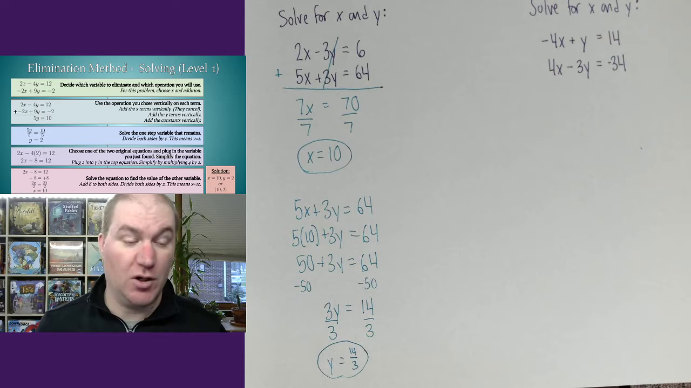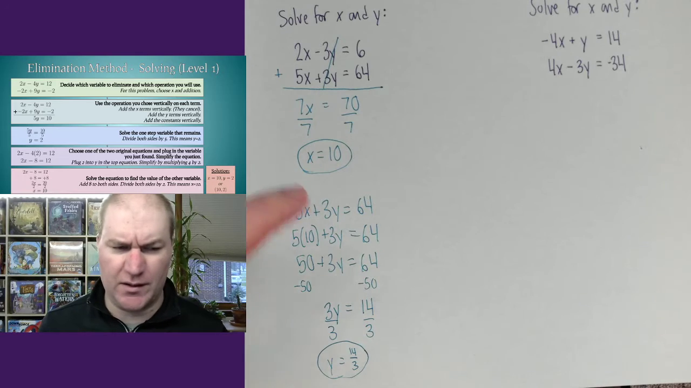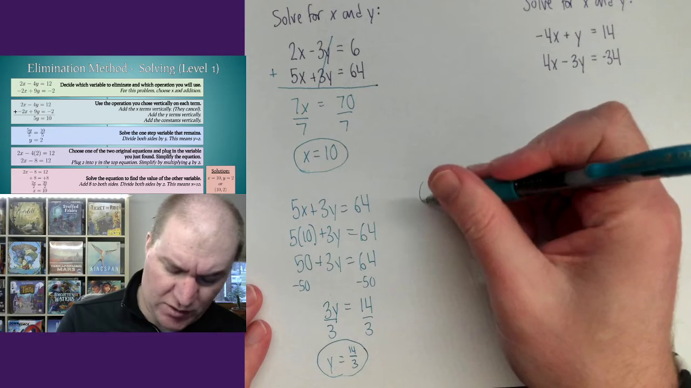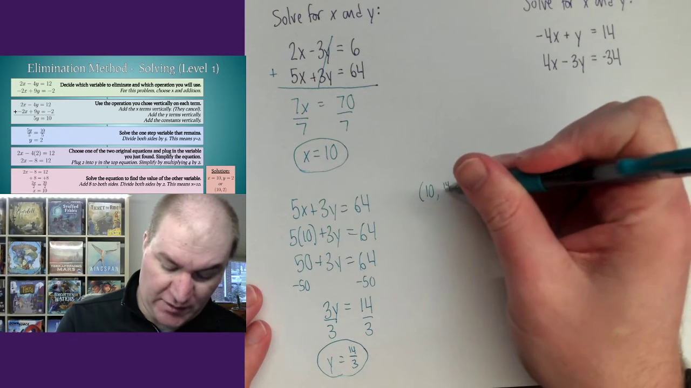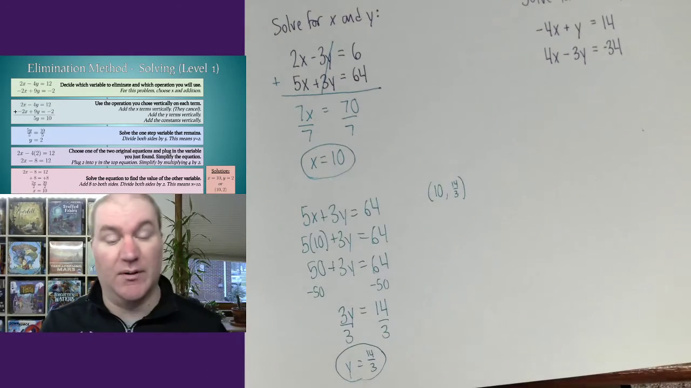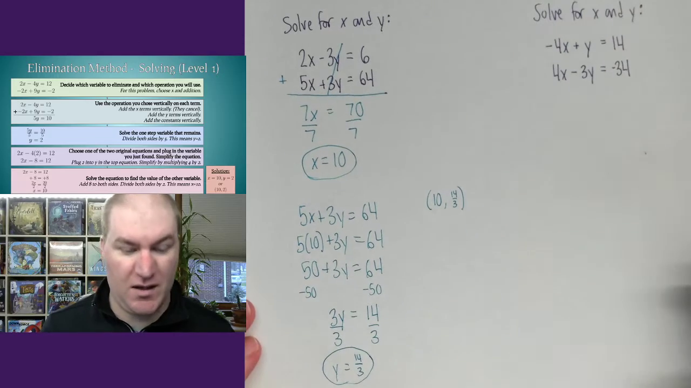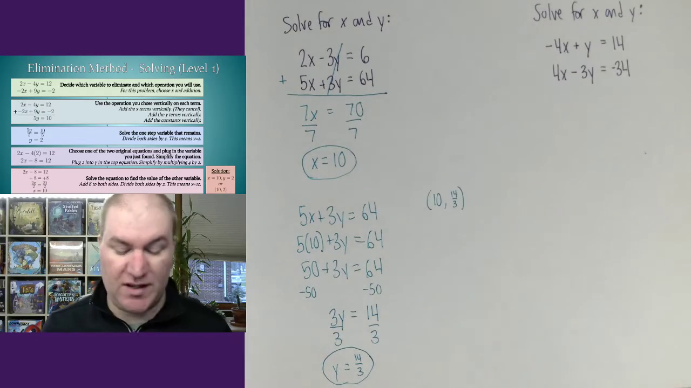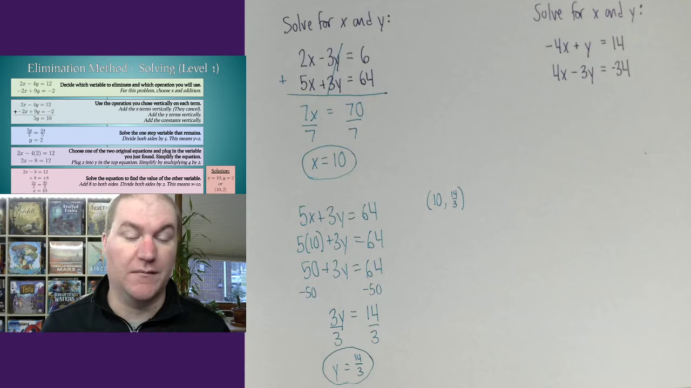So as you can see, when we're all done with these, we have an x and a y, so we have two answers. It's really just one answer with two parts paired together. And since it's an x and a y, you can also write it as a point like this, (10, 14/3). If we were to graph these two lines, they would intersect at the point (10, 14/3).